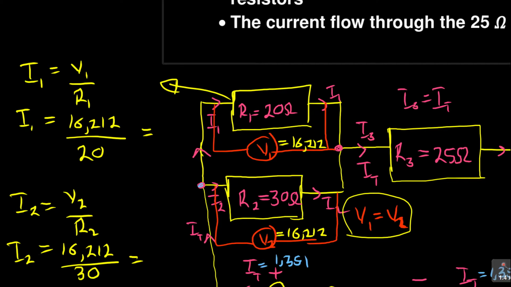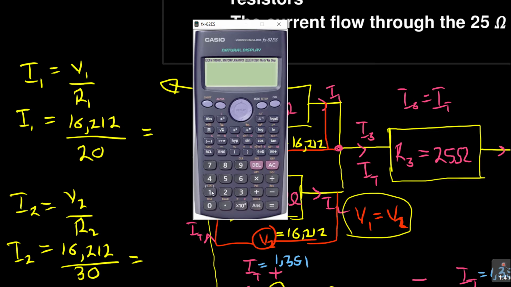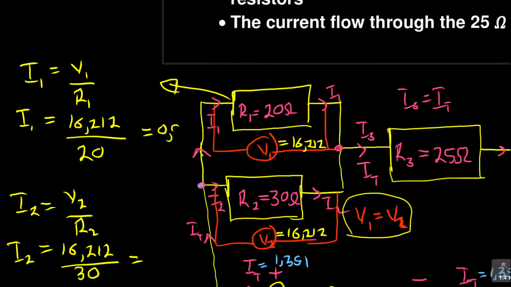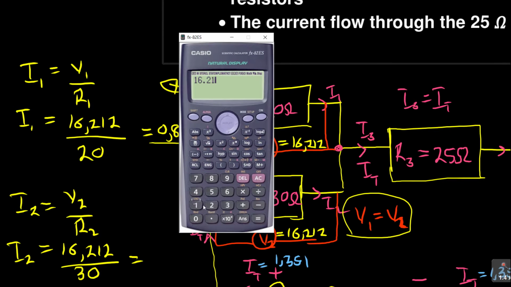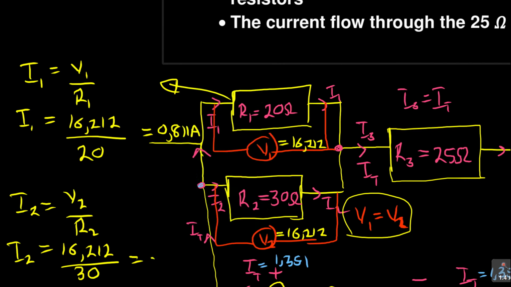So let us look at these answers here. 16,212 divided by 20 gives me 0,8106, which is 0,811 amps. That's the answer there. And then for the other one, I'm getting 16,212, and then I'm dividing by 30 in this case, which is equal to 0,5404, which is 0,540. So this is also in amps.